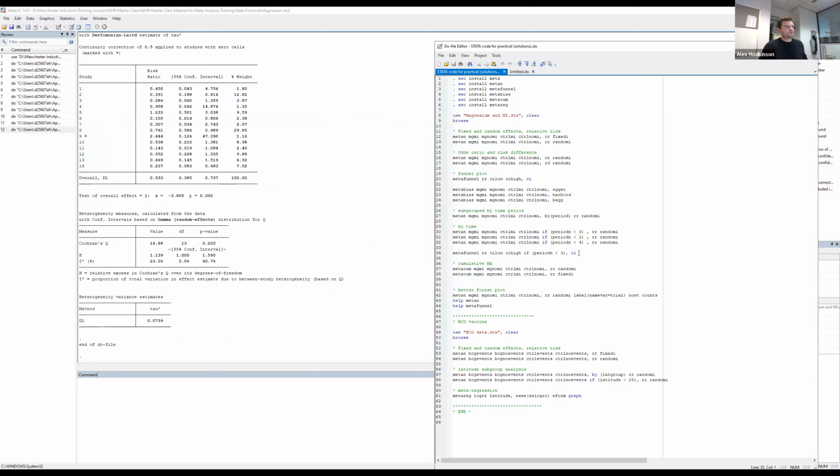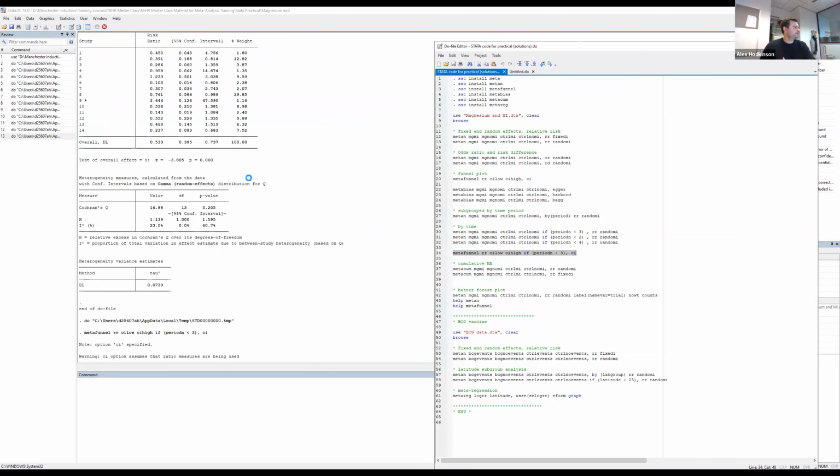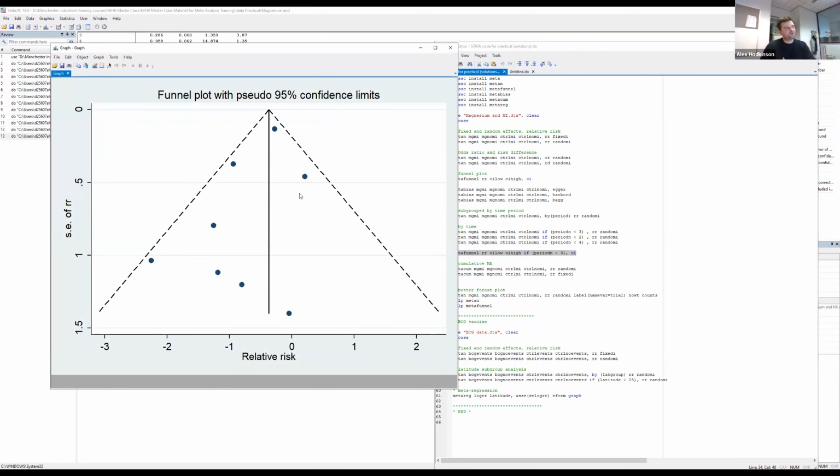Now, you can also plot your funnel plots for these different time periods, again introducing this if statement. Let's say, for instance, we want to look at time period 3. If we run the code, you can see here we've got fewer studies, but there still looks to be potential evidence of publication bias. There is a bit of a concern here because, as Maria suggested, ideally we need to have 10 studies to run a publication bias assessment.